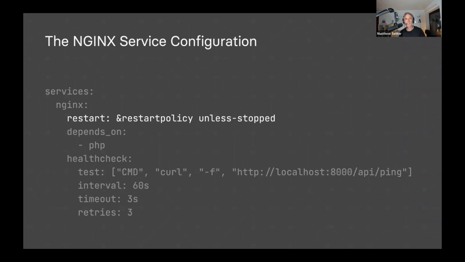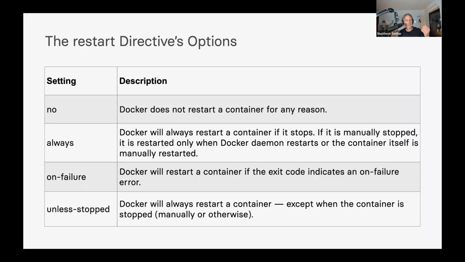This is a YAML anchor, which helps you, in short, avoid repeating yourself, or again, hard coding something throughout the file. In this particular case, what's happening is that the anchor restart policy has been created to that value unless stopped, which later services can then reference. So that way, they can all use the same value without, again, hard coding it multiple times, just making it easier to maintain. Now, the restart directive supports 4 values.